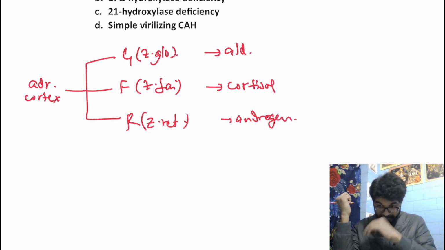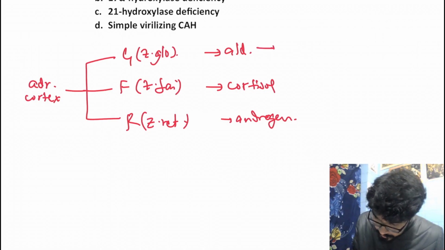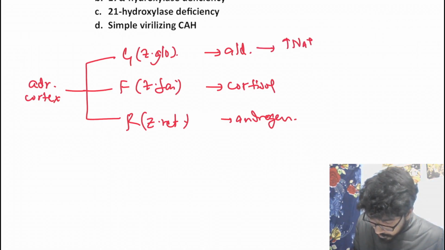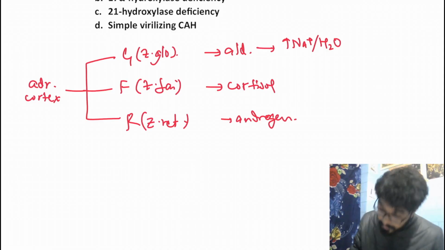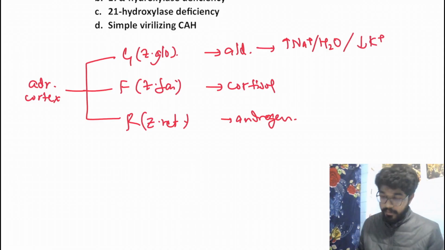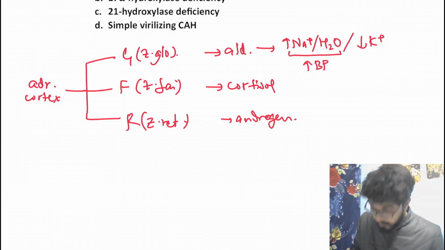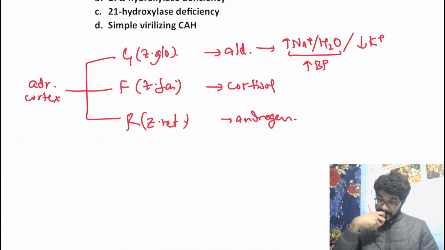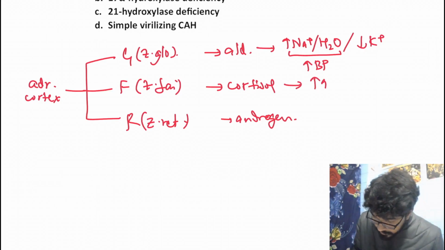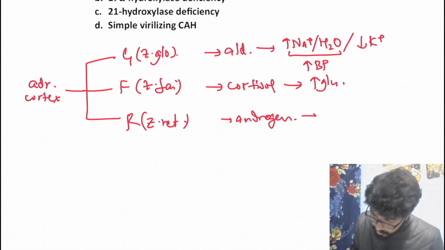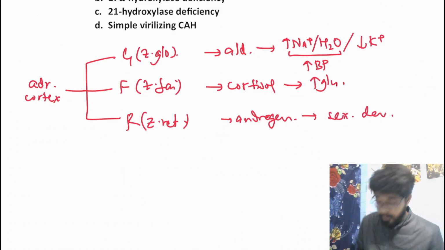Now, this aldosterone is responsible for increasing sodium for salt and water retention at the cost of potassium. So there will be a decrease in potassium. And due to the salt and water retention, we get an increase in BP. Next, cortisol would result in increase in glucose in the blood. And androgens is responsible for the sexual development.